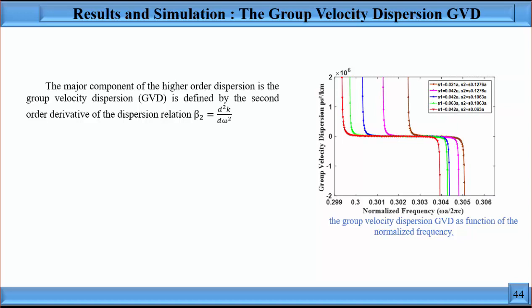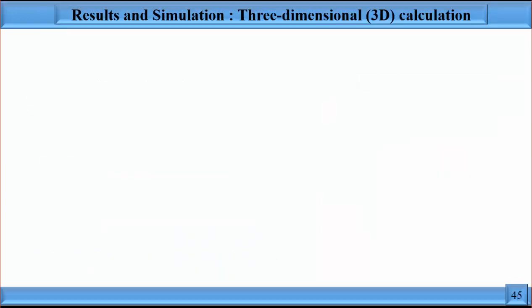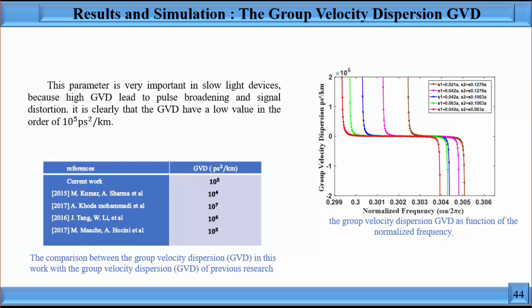Slide 44. The group velocity dispersion, GVD. The major component of the higher order dispersion is the group velocity dispersion, GVD, which is defined by the second order derivative of the dispersion relation. This parameter is very important in slow light devices, because high GVD leads to pulse broadening and signal distortion. It is clear that the GVD has a low value, on the order of 10^5 ps²/km. The comparison between the GVD in this work and the GVD of previous research.